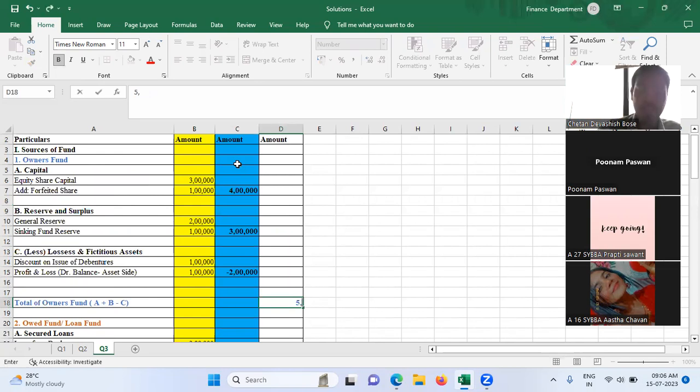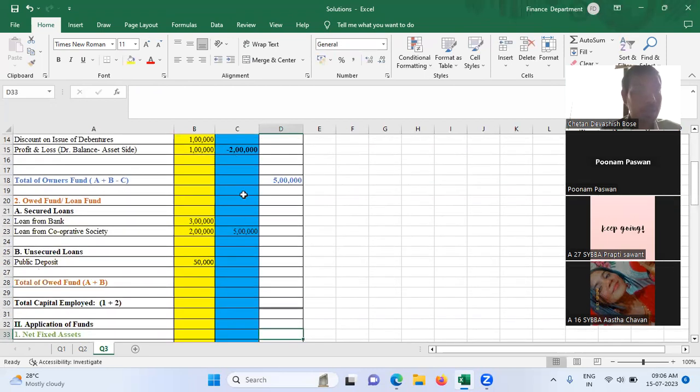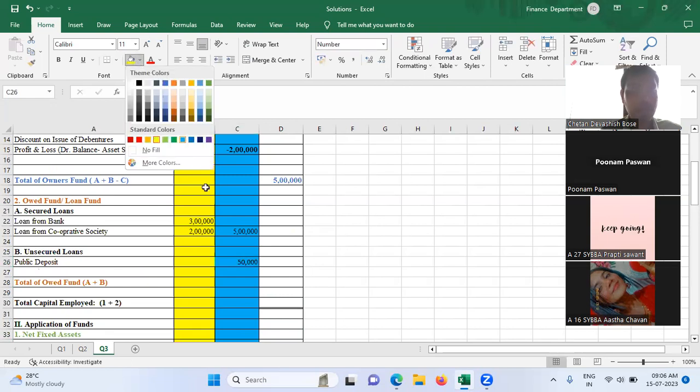5 lakhs. Very true. Chalo, thank you for that. Chalo, let us quickly wind up this. Secured loan में 5 lakh और unsecured loan में सिर्फ एक ही है. अगर एक ही है, then we can copy this and paste it here. That is what we can do. Okay. There's no need to write it because कोई totaling करना ही नहीं है उसे.